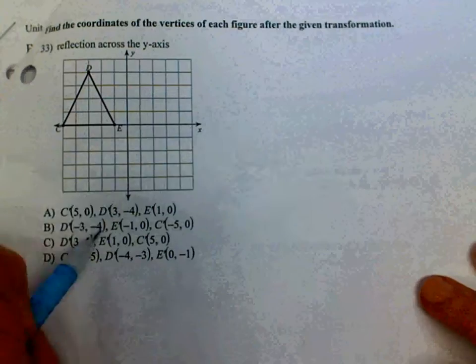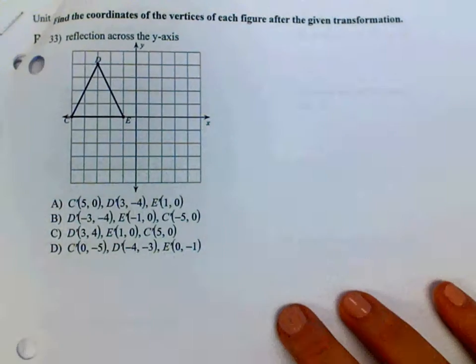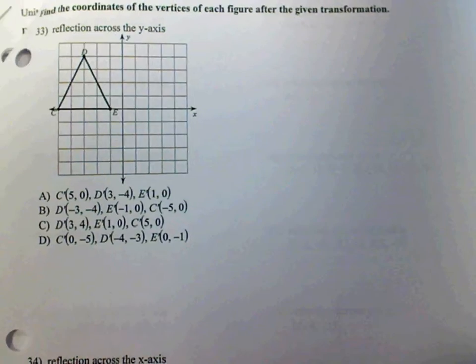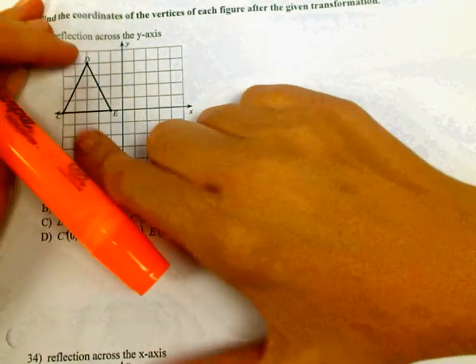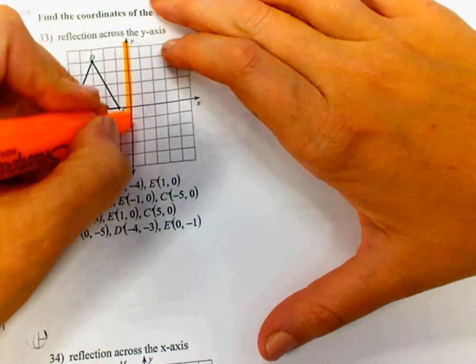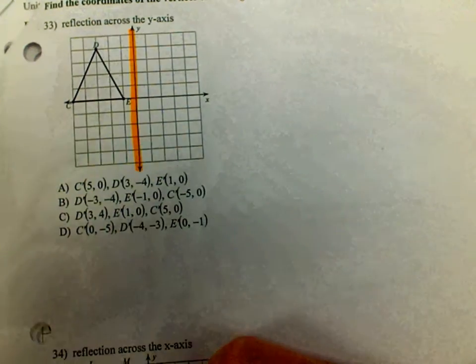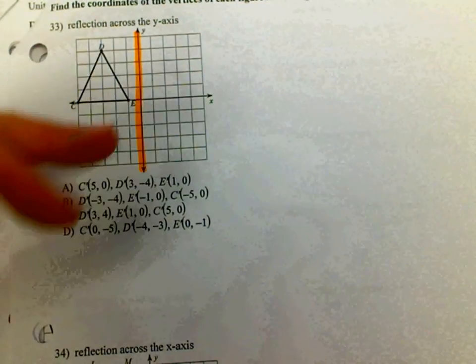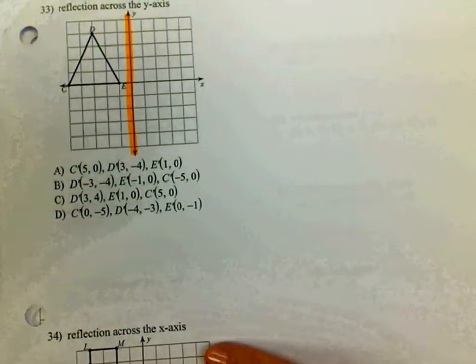For 33, you are supposed to reflect across the y-axis. Now, I'm going to take a highlighter, let me get orange. And I'm going to highlight the axis that we are reflecting across. So for number 33, we're reflecting across the y-axis. So I'm just highlighting that just as a reminder of the line of reflection. So we're not going to be reflecting down, we're going to be reflecting to the side because we're flipping this over the y-axis.